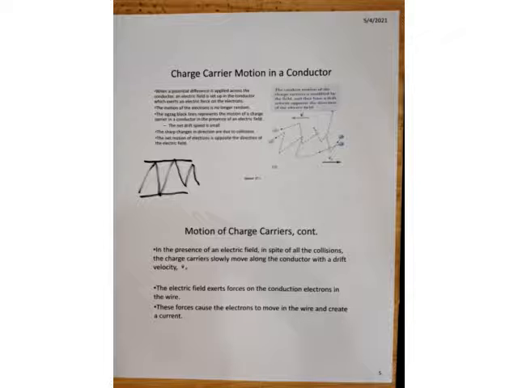In the presence of the field, in spite of all collisions, the charge carriers slowly move along the conductor with the drift velocity. So this force on this field causes the electrons to move in the wire and create a current. Basta ang definition ng current, when charges are moving, we call that already current. At ang drift speed natin ay masyadong mabagal.